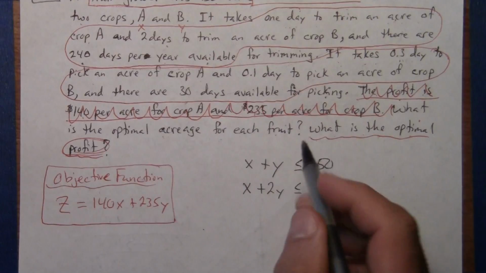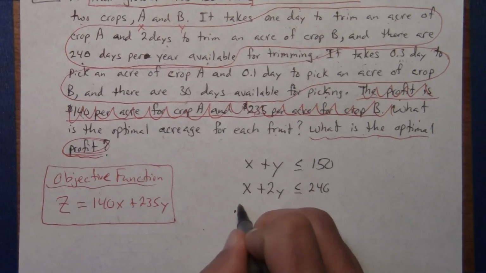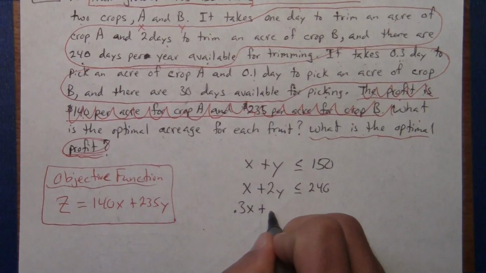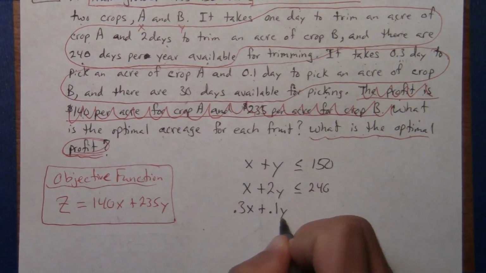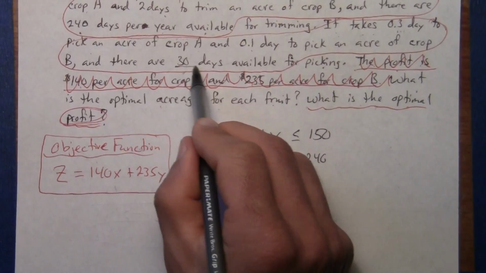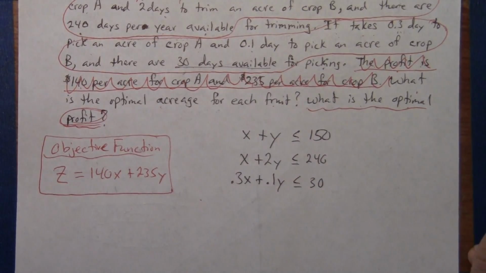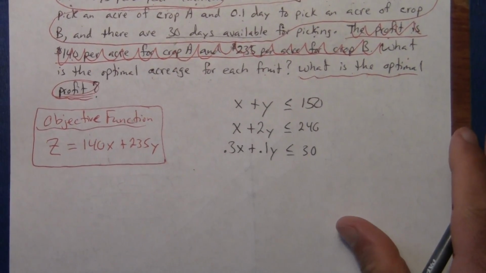It's 0.3 days for crop A, so 0.3x plus 0.1 day for crop Y, or I know it says B, but Y is what we're referring to. And then it's 30 days available, so it's less than or equal to 30. And those are the inequalities that they just outright give you.